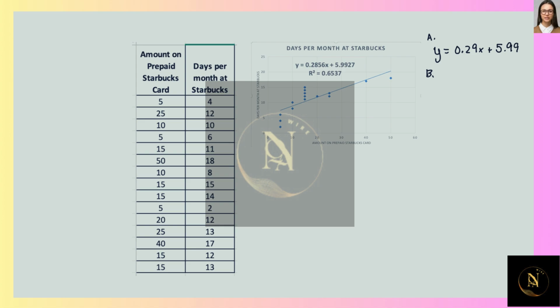And then B asks the following. State and interpret the vertical intercept of the regression line in the context of this problem. Be sure to include units in your interpretation. So the vertical intercept or the y-intercept is 5.99. And so that is the starting point. So what it's saying is that days per month at Starbucks.